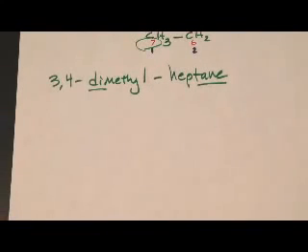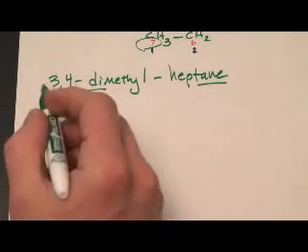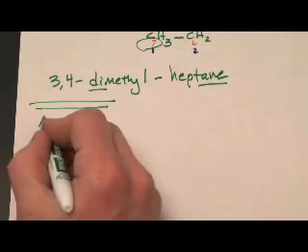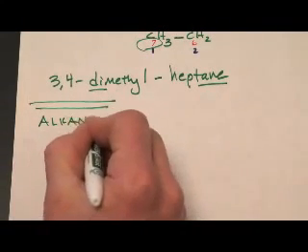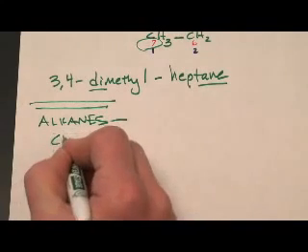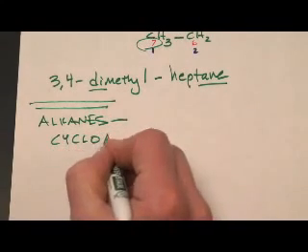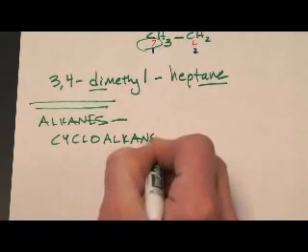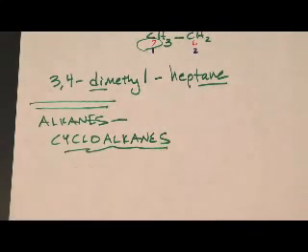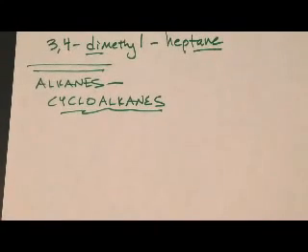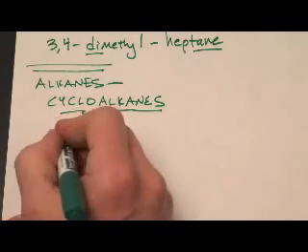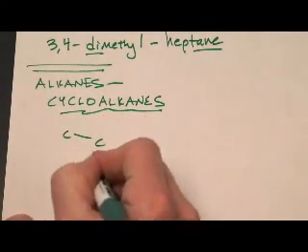Let's take a look at another classification of alkanes. And this other classification of alkanes are known as cycloalkanes. Cycloalkanes are ones that reside in a circle, or in a ring, I guess would be better. For example, I could have this one that I have.